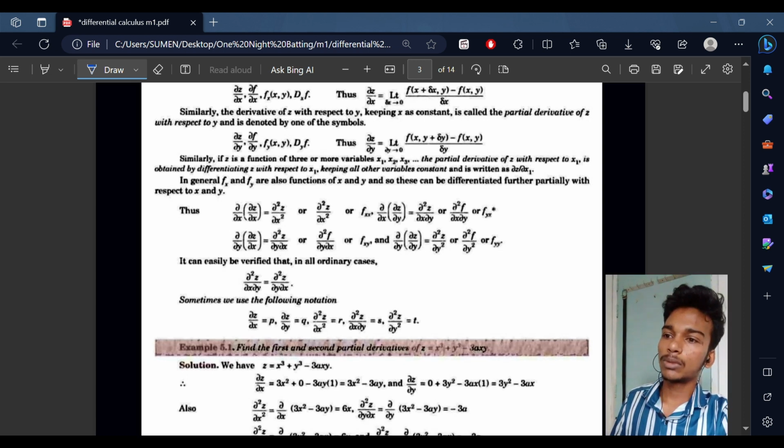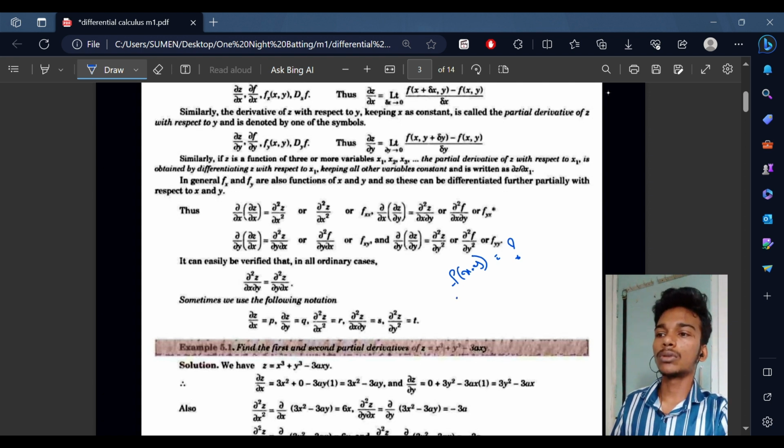We are going to discuss finding the maximum and minimum of a function that has two variables in it. If a function f of x comma y has two variables, then how do we find its maximum and minimum? First, we have to know the partial differentiation of a function. Then we can find the maximum and minimum of these types of functions.